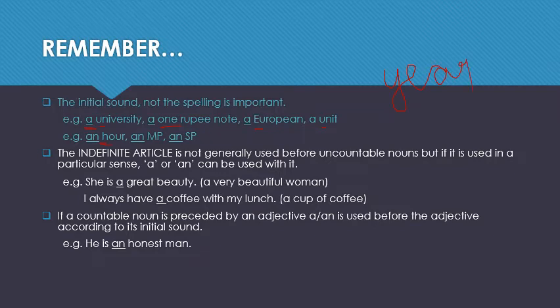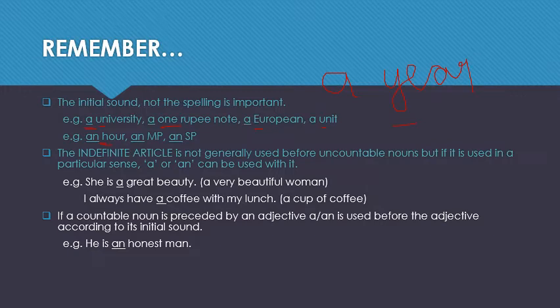Year. What are you going to write, an or a? Year. It's a year, because the sound produced by it is "year," not "ear." Ear is that part of your body. It's ear, a year. The indefinite article is not generally used before uncountable nouns.